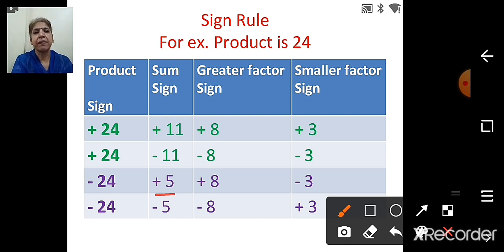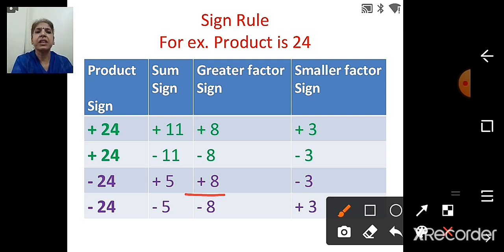8 and 3. The difference of 8 and 3 is 5. Now the very important thing is the sign. Which sign are you going to take? The sign of the sum is very important. It is positive. So always give the sign of the sum to the greater factor. Always remember, the sign of the sum goes to the greater factor.